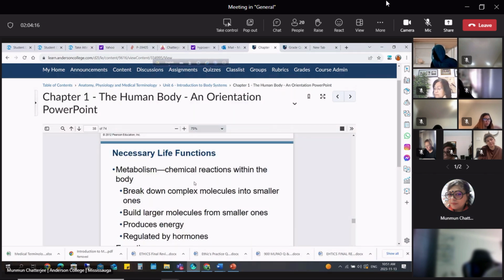Metabolism. Metabolism means chemical reactions within the body, inside the body. As I said, I always give some examples so that it is going to be easy to understand. I don't know what you guys feel, but it may be.